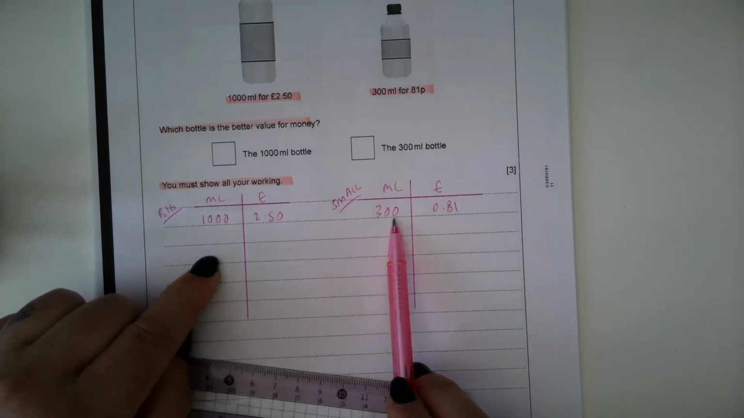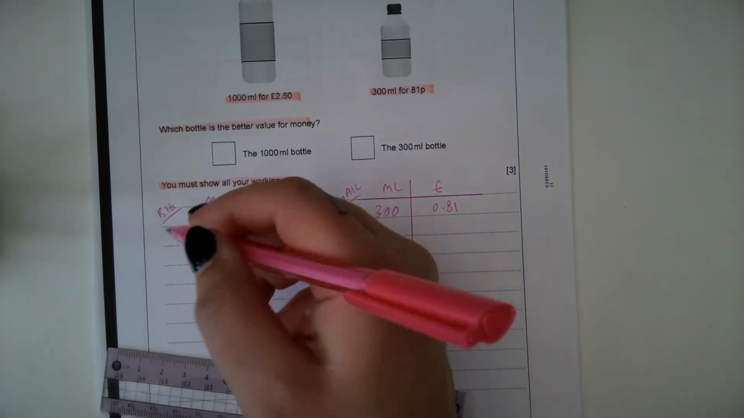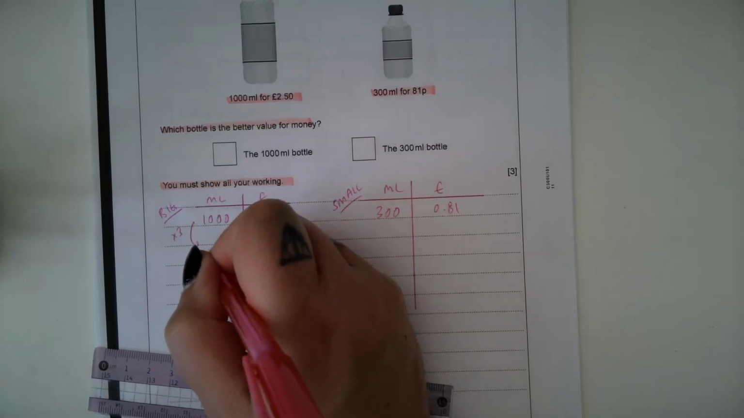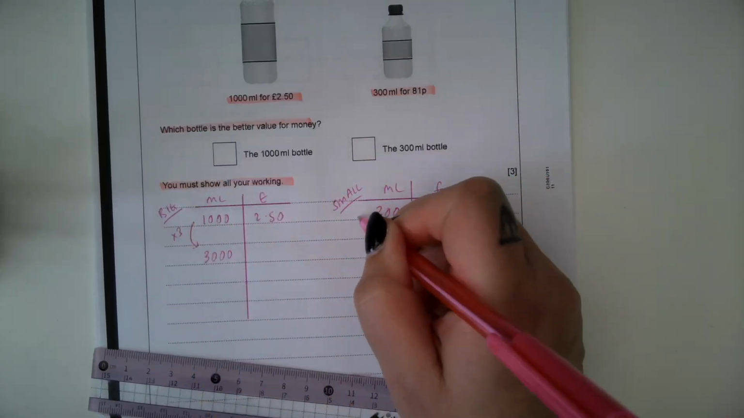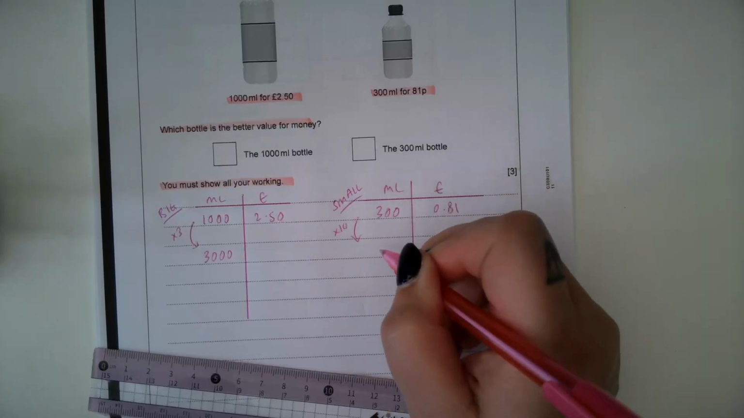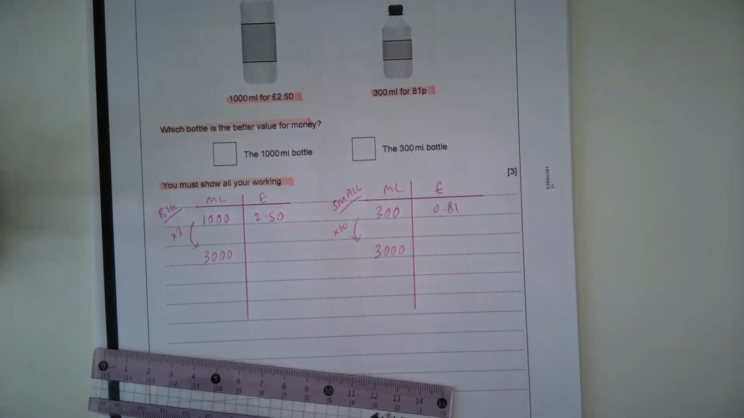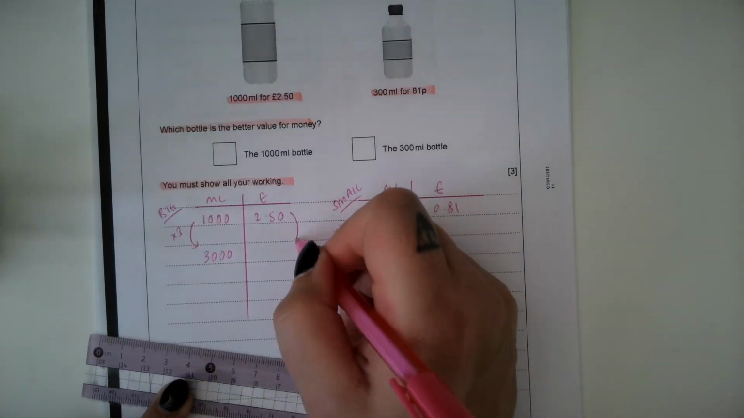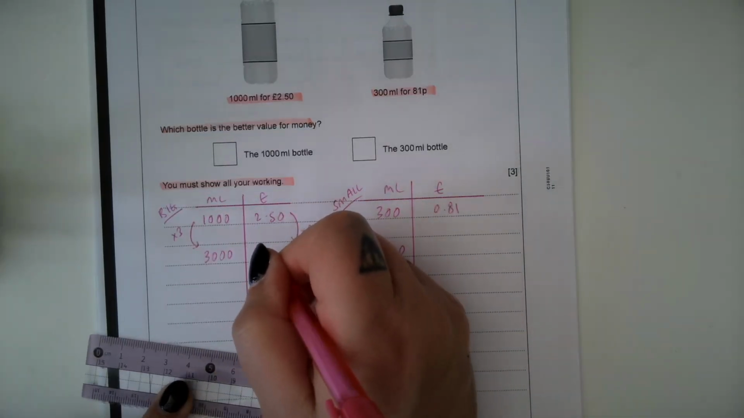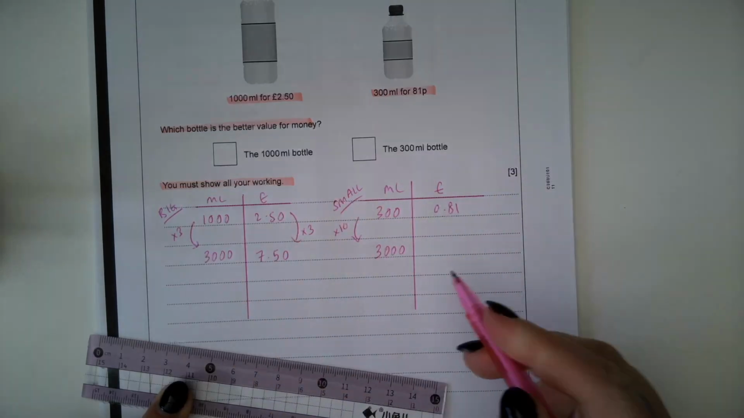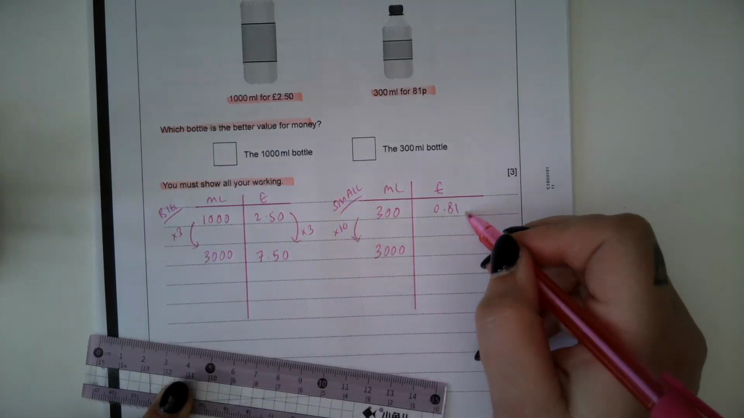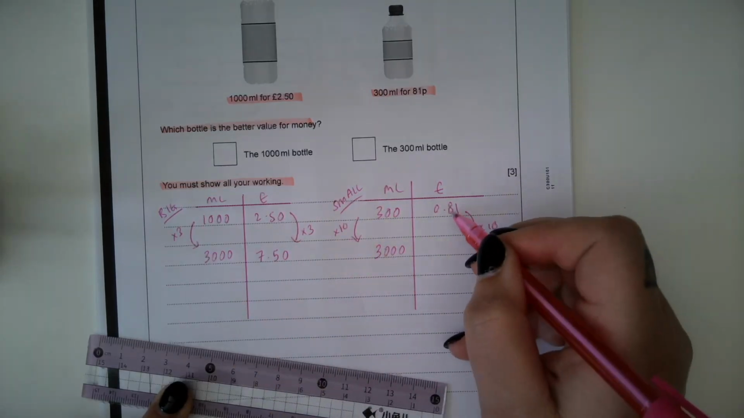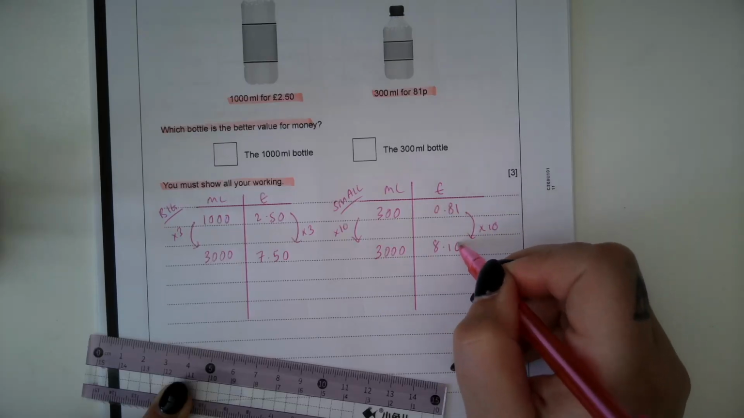So I'm going to scale up to 3000 because I can multiply this by 3 to make 3000 millilitres, and I can multiply this by 10 to make 3000 millilitres. When I multiply this side by 3, I need to multiply this side by 3, so that becomes £7.50. When I multiply this side by 10, I have to multiply this side by 10, which becomes £8.10.